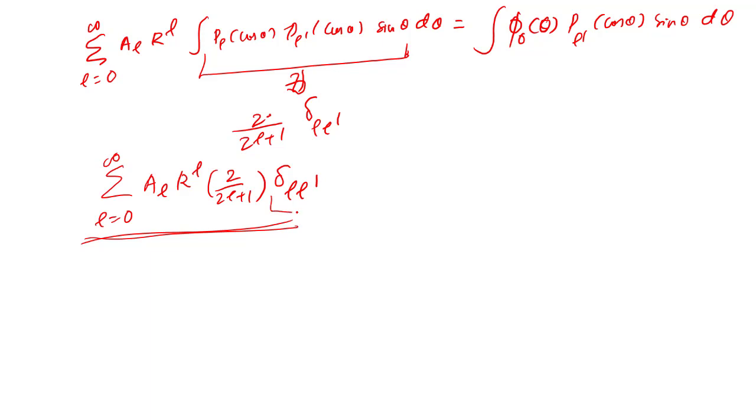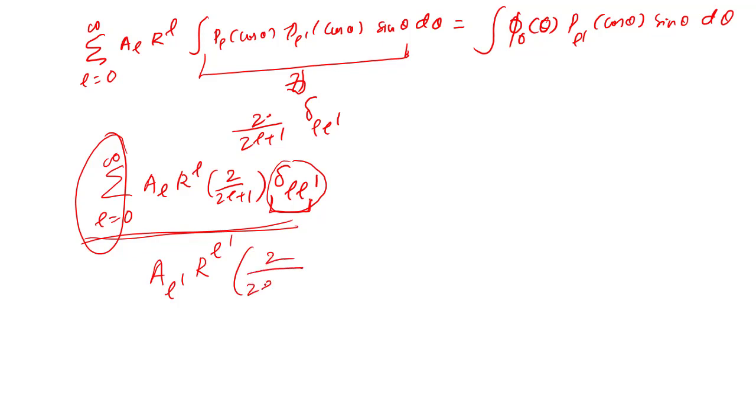But here we have a term delta L L prime. That means this term is picking out one single term L prime from that entire series. From this entire series, by multiplying with the Kronecker delta, we're picking out one single term. And that one single term is A_L prime r to the power L prime times 2 by 2L prime plus 1. And this is equal to the integral of phi 0 of theta P_L prime of cosine theta sine theta d theta.